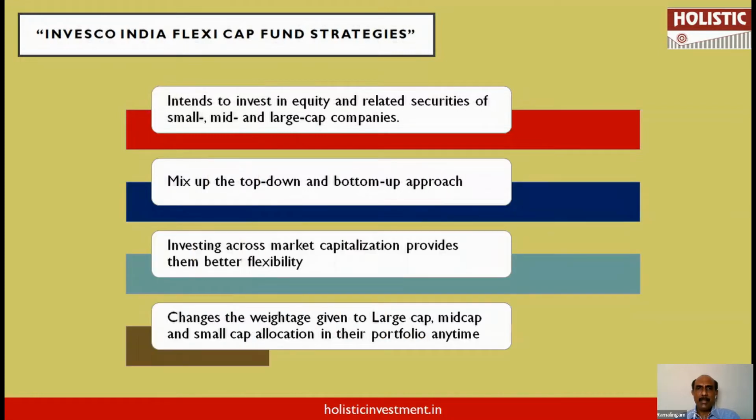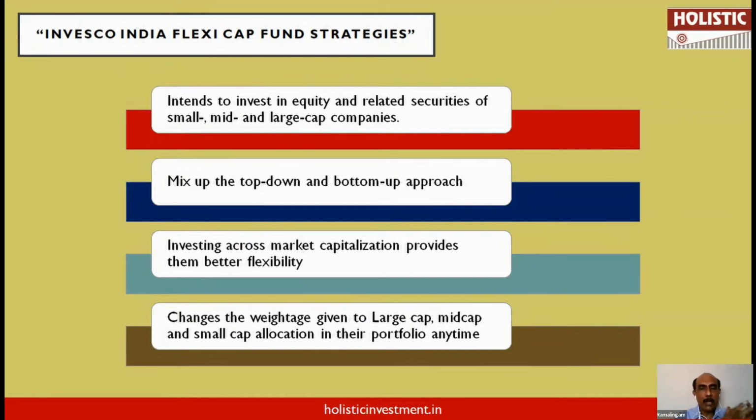I told you this fund can invest in large, mid and small. So this fund can take advantage of the market outlook. If the market outlook is good for large cap, then they can go overweight on large cap. If the market outlook for mid cap is good, then this fund can go overweight on mid cap. So dynamically, based on the market outlook and their insights, they can allocate between large, mid and small. That is the basic strategy of this particular fund.